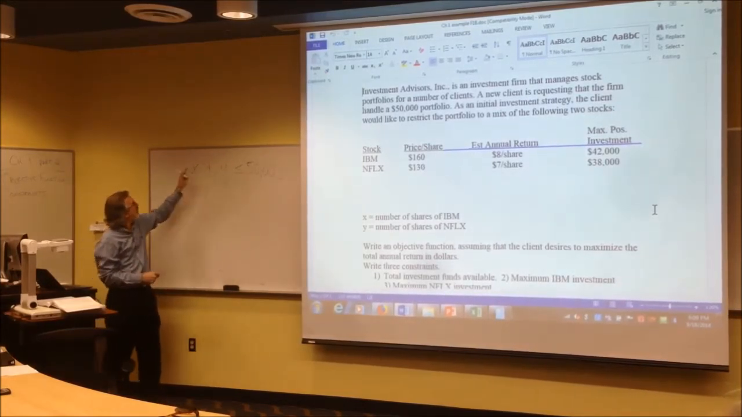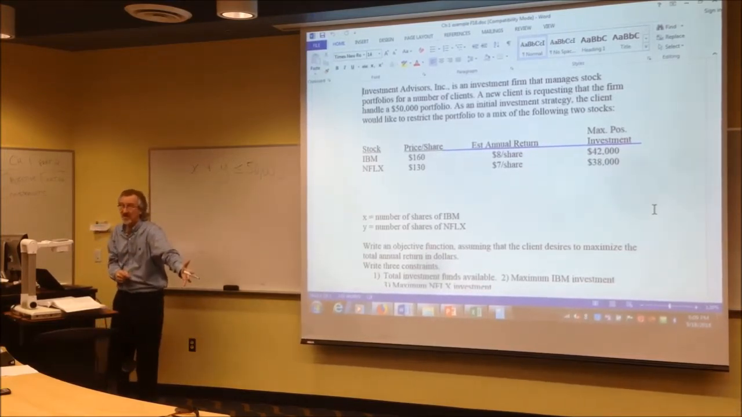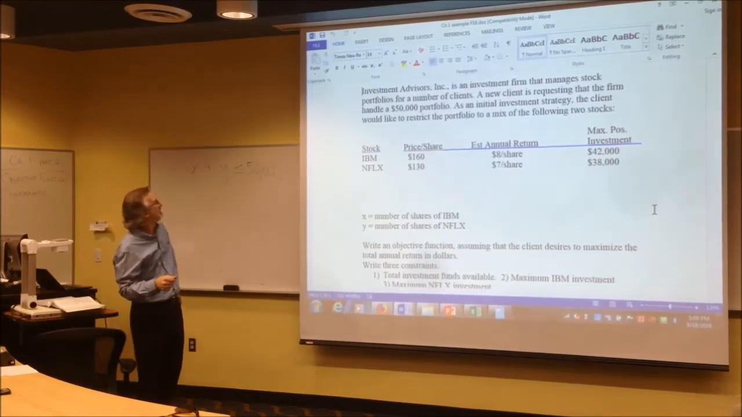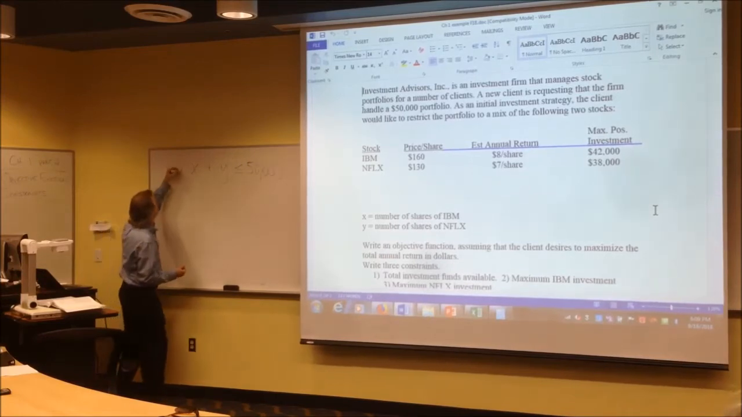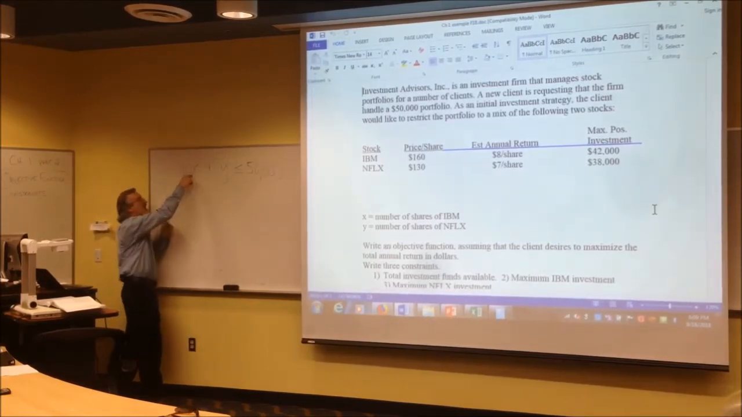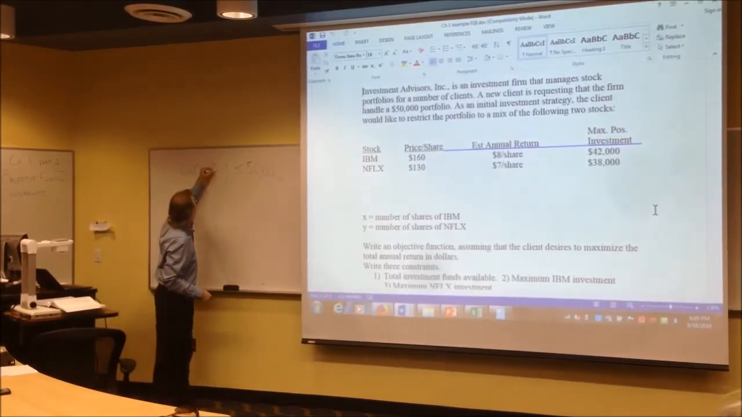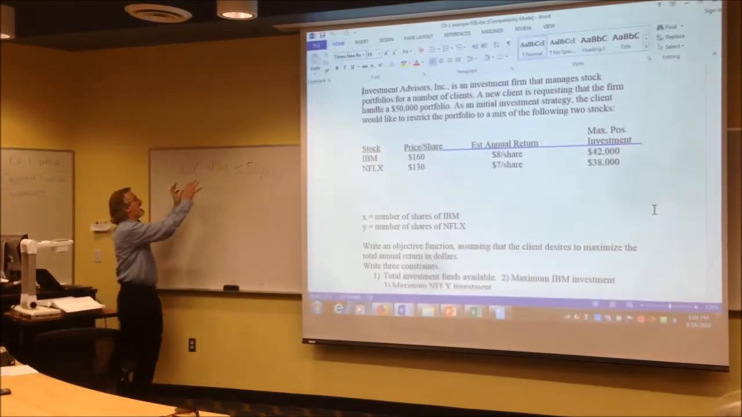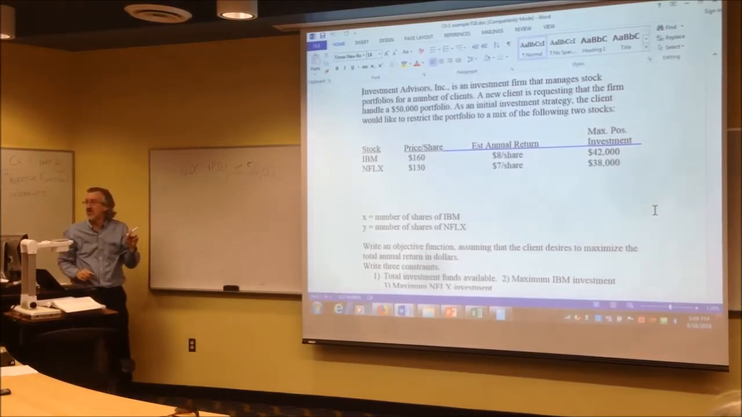But this is how many. What number will I put with X to turn it into the money being spent? The price per share. Wait, where is it? It's in the middle. Oh, I thought it was $160? $160 for every share of X, which is IBM, that we buy. Plus we've got to spend $130 times however many shares of Netflix we're going to buy. Then now we have the total money being spent less than or equal to $50,000.